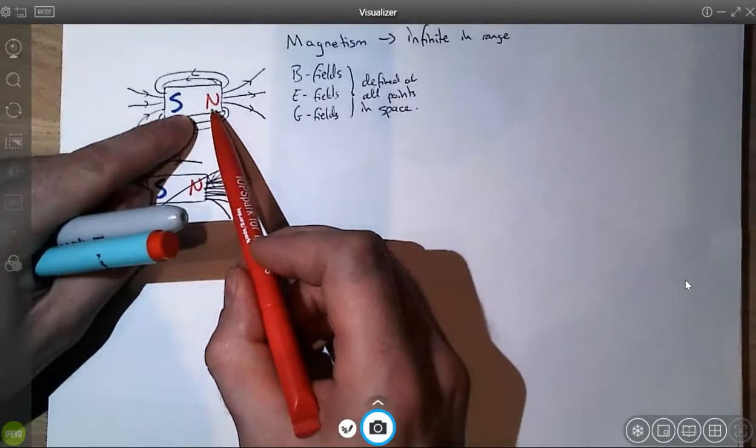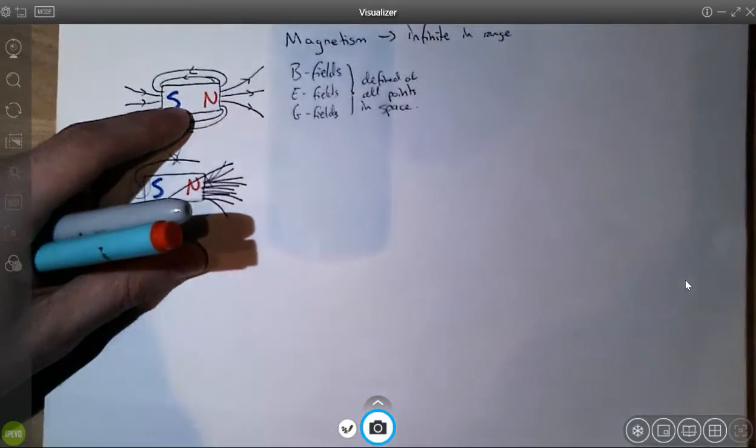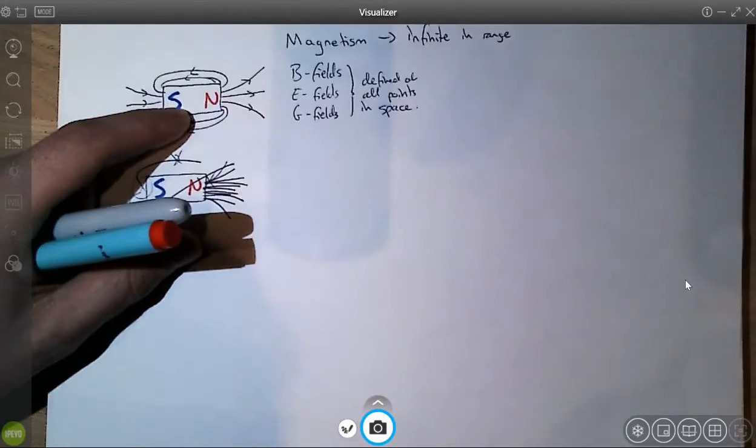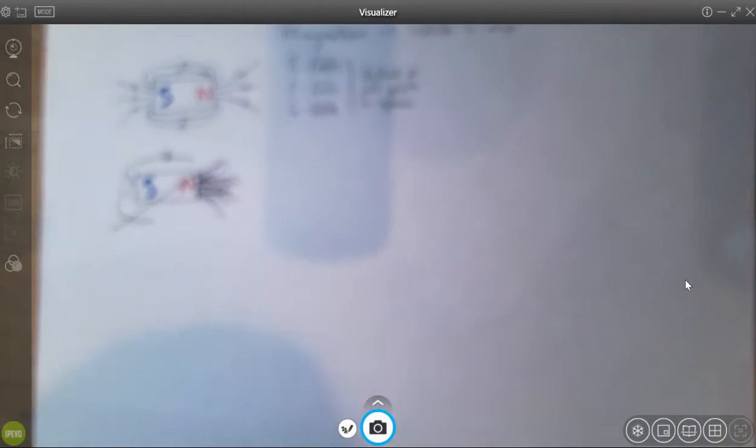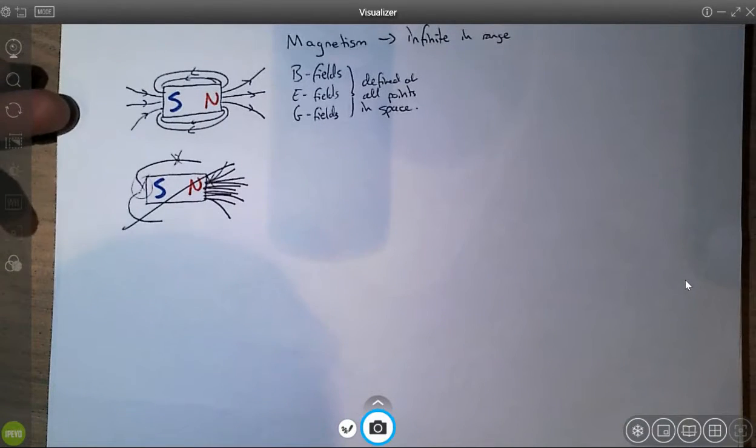So if I have a bar magnet here, and I go to the moon, that field still extends to the moon, extends past the moon. It's obviously going to be far too weak to be noticeable, but mathematically it is there.